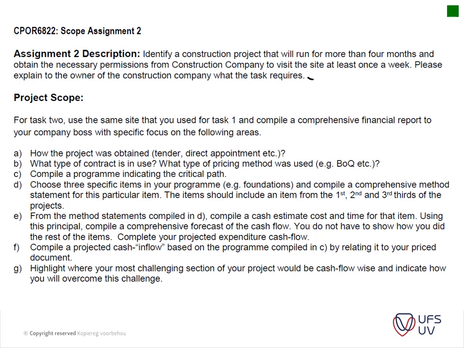Okay, and then question B is what type of contract is used? Okay, so I've addressed that already. What type of pricing method was used? Okay, if it's open tender, was there bills of quantities? What type of bills of quantities also? If you're working on a civil project, was it a Sands measurement project, and did you have to compile the quantities yourself, where you're appointed on a square meter rate?